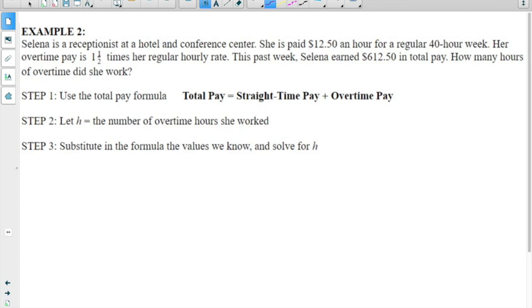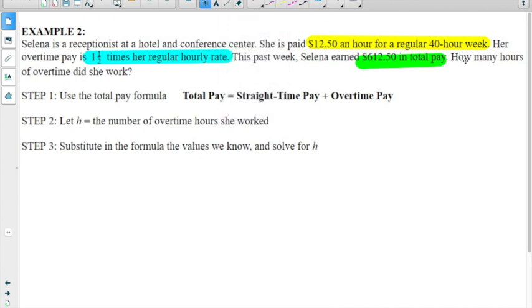Second type of example with overtime pay, we need to do a bit of rearranging. So this example says, I'm going to turn on my highlighter, Selena is a receptionist at a hotel and conference center. She is paid $12.50 an hour for the regular 40-hour week. I'll switch colors for overtime. Her overtime pay is 1.5 times her regular hourly rate. This past week, she earned $612.50 in total pay. How many hours did she work?